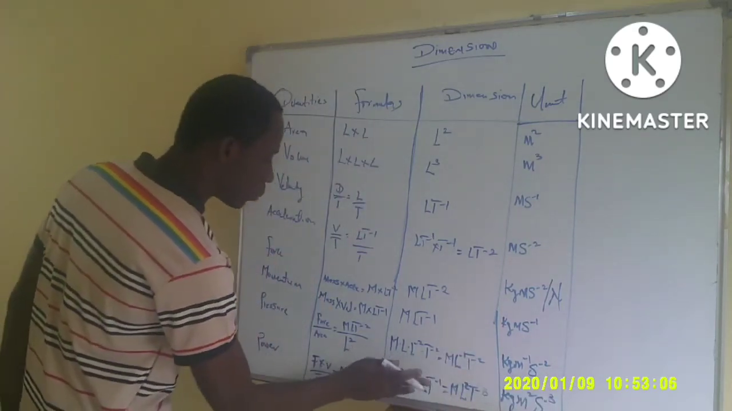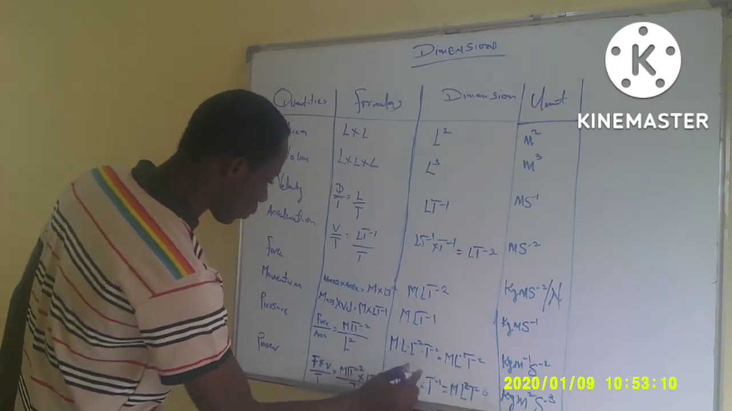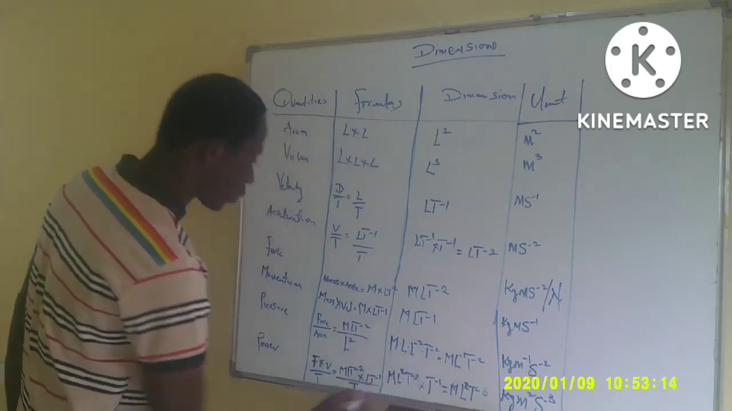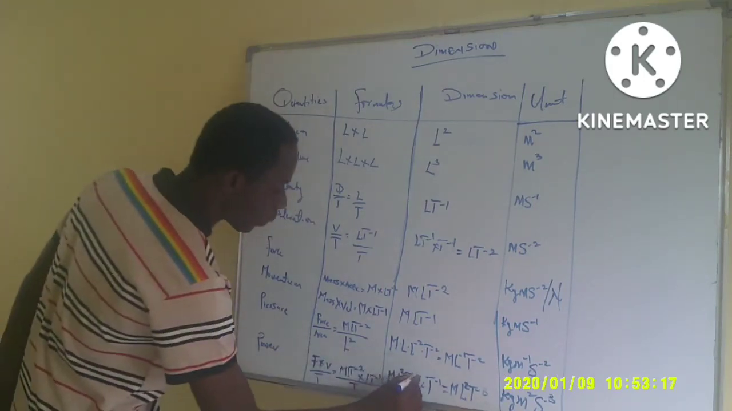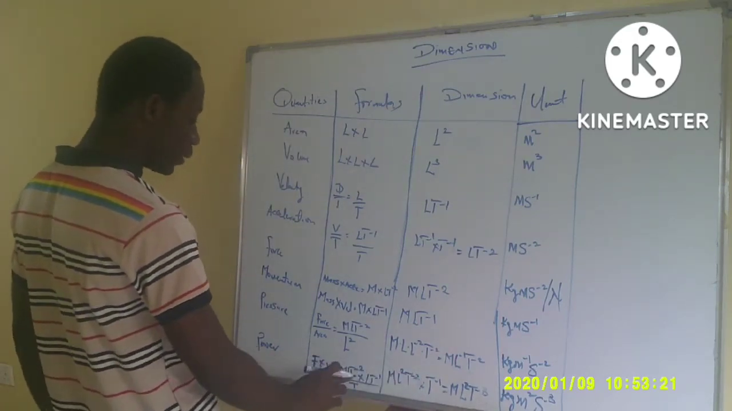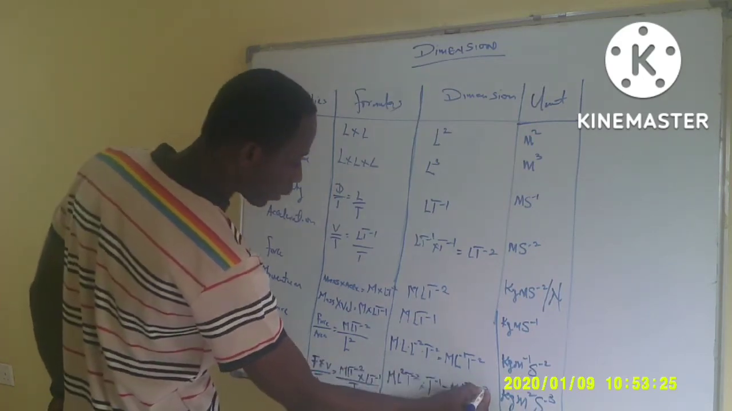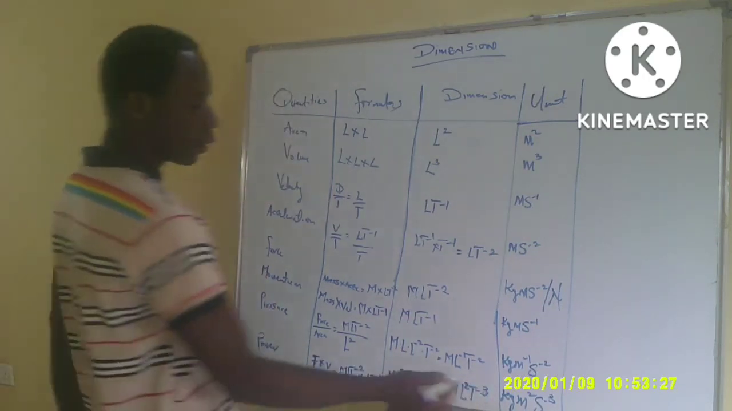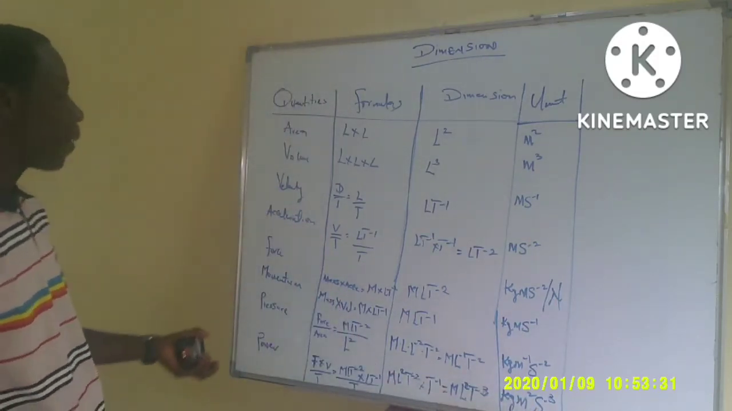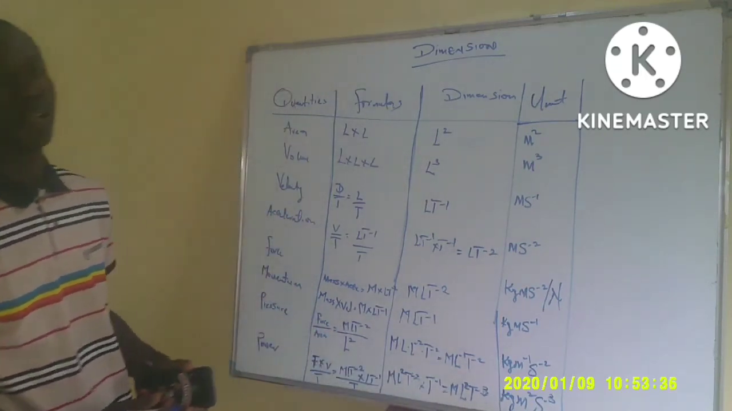So these are good. When we evaluate this, remember the length times the length will give us length squared. Then T^-2 times T^-1 gives us T^-3. So that's it. That's the dimension and the unit of power: this is the unit, this is the dimension. So it's as easy as that.